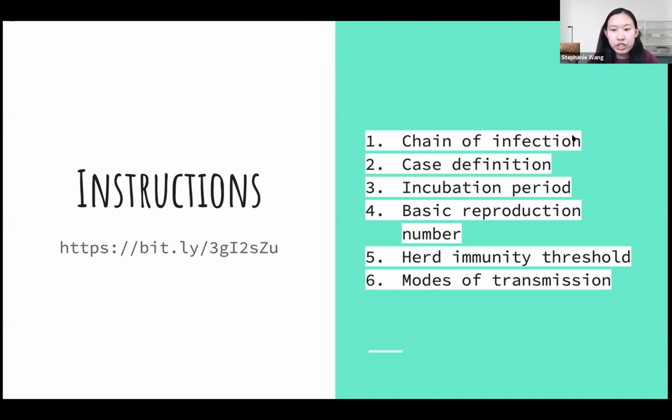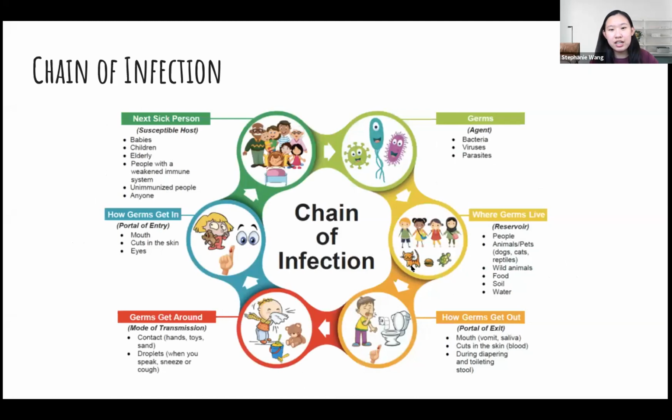Okay, so number 1 is chain of infection, number 2, case definition, number 3, incubation period, number 4, basic reproduction number, number 5, herd immunity threshold, and number 6, modes of transmission. These are the things that are required on your PSA. And I'll just give an introduction to each one of those so that you know what's going on. All right, so the chain of infection.